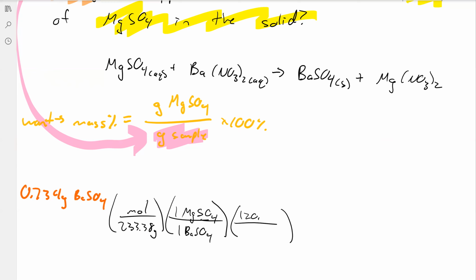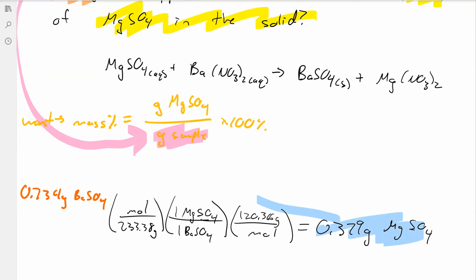So 120.366 is what Google tells me. And then we end up with 0.379 grams of magnesium sulfate. And then we just take that value and plug it into our grams of magnesium sulfate, plug that into a calculator, and we get 69.8% magnesium sulfate.